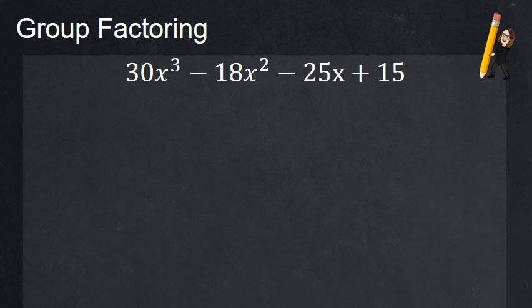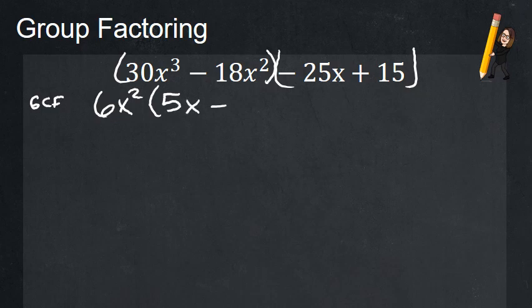All right, let's also review group factoring. If it's already in standard form, we typically group the first 2 and the last 2. We then look for a GCF that I can divide out of each set of parentheses. So in this case, I can divide out a 6x squared. That leaves me with a 5x minus a 3. That means the goal of my second set of parentheses is also a 5x minus 3. So keep that in mind.